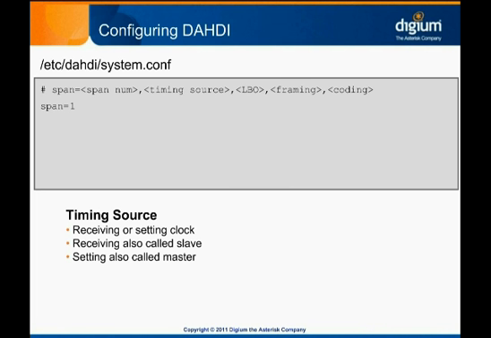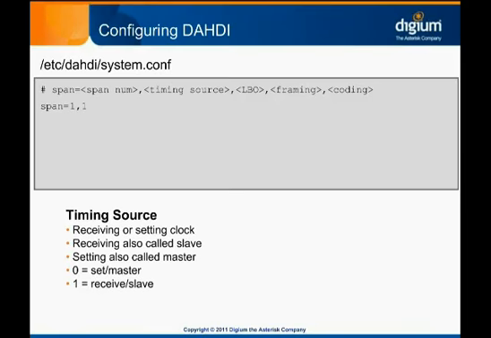A value of 0 means we are setting timing. A value of 1 means that we expect to receive timing on this span. When connecting to a telco, the far-end device will almost always expect to set timing. When connecting to a channel bank or a PBX, it's more likely that you will be the one setting the timing. Our example assumes that this trunk connects to a telco, so we'll set this value to 1.